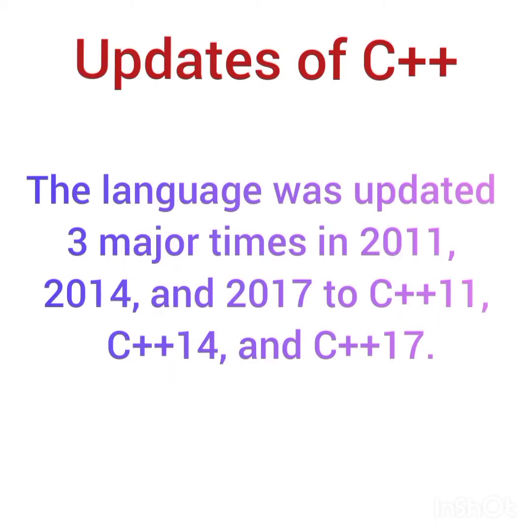Now, updates of C++. The language was updated 3 major times in 2011, 2014 and 2017. And the version that was in 2011 was C++ 11. It got updated in 2014 to C++ 14 and in 2017 to C++ 17.